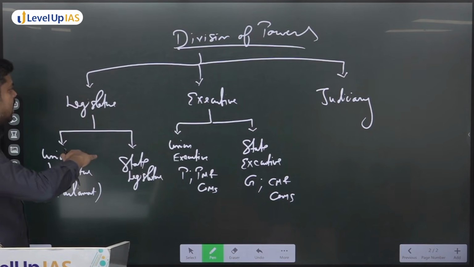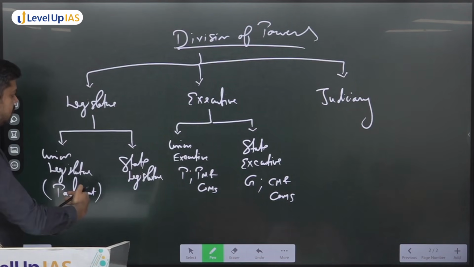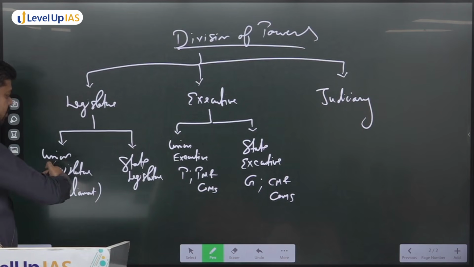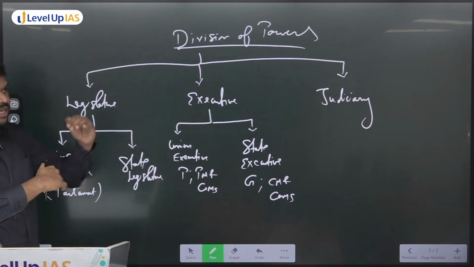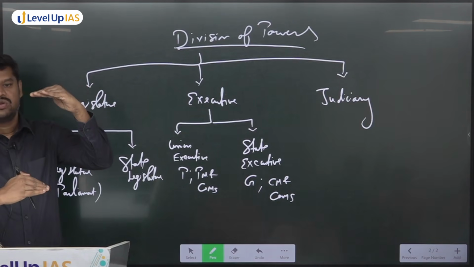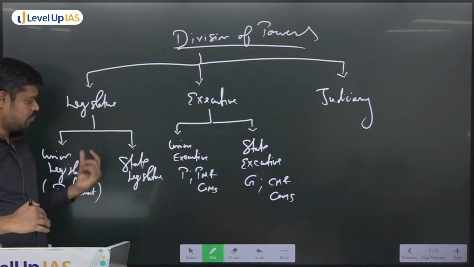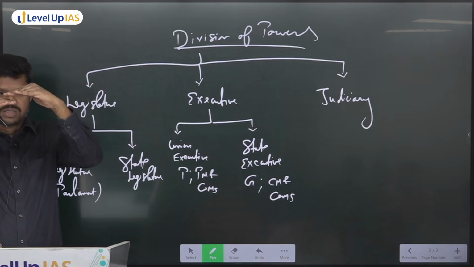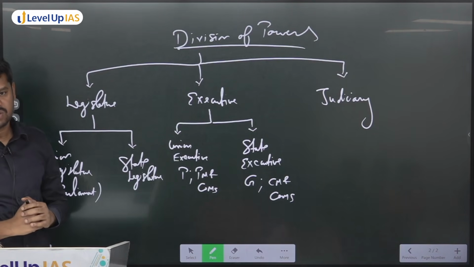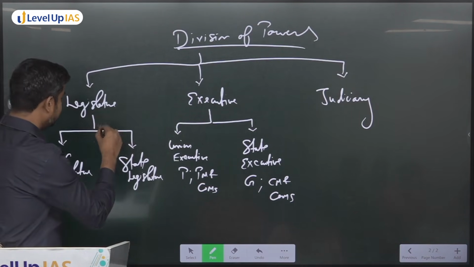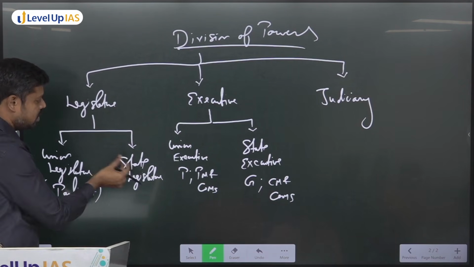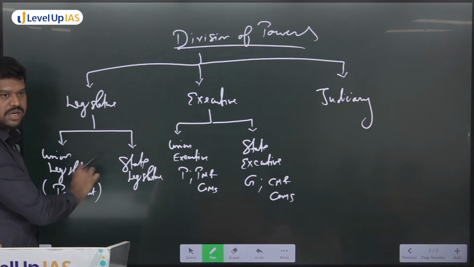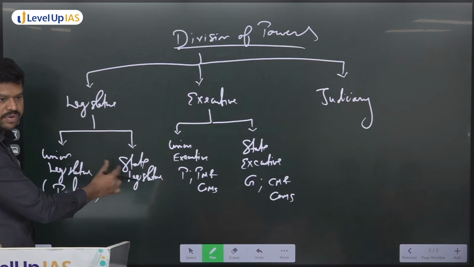But on the other hand, if you talk of the legislature per se, the legislature is further divided into union legislature and state legislature. The union legislature is at the top, and below it you have the state legislature. And the division of powers means to what extent the power is distributed between the union and the state legislature, and that's basically what is called division of powers.